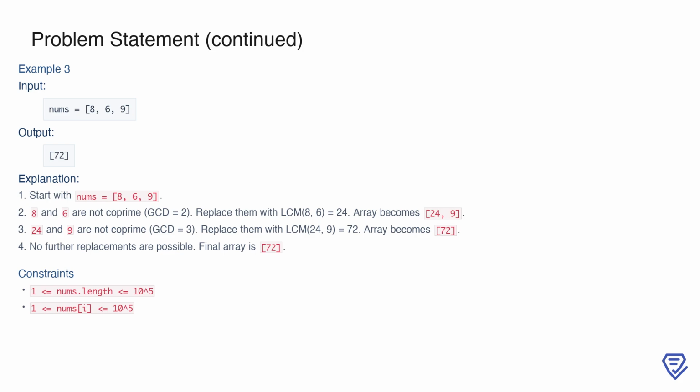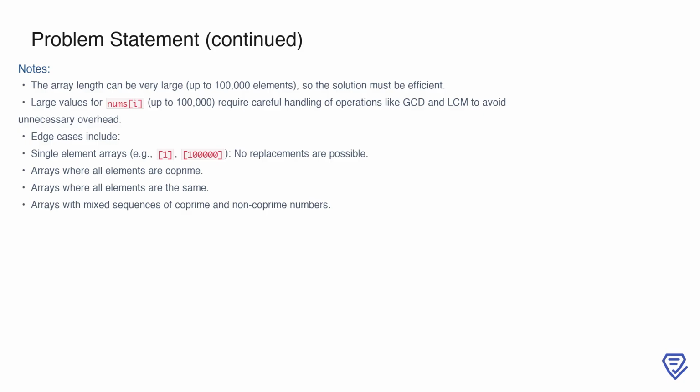Some important notes about the problem include the constraints and edge cases. The array can contain up to 100,000 elements, so the solution must be optimized for efficiency. Additionally, the values in the array can be as large as 100,000, meaning operations like GCD and LCM should be implemented carefully to avoid performance issues. Edge cases to consider include single-element arrays, where no replacements are possible, arrays where all elements are coprime, arrays where all elements are the same, and arrays with a mixture of coprime and non-coprime numbers. These scenarios help ensure the solution is both robust and efficient across a variety of inputs.